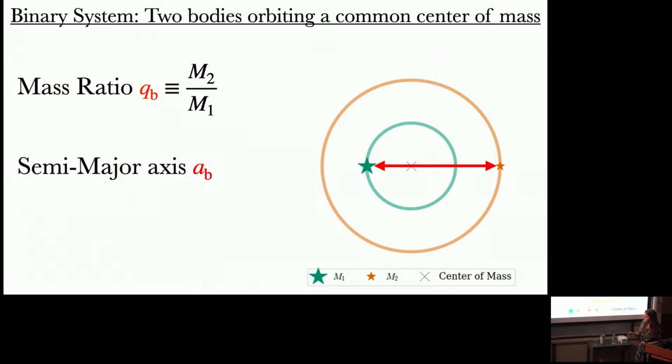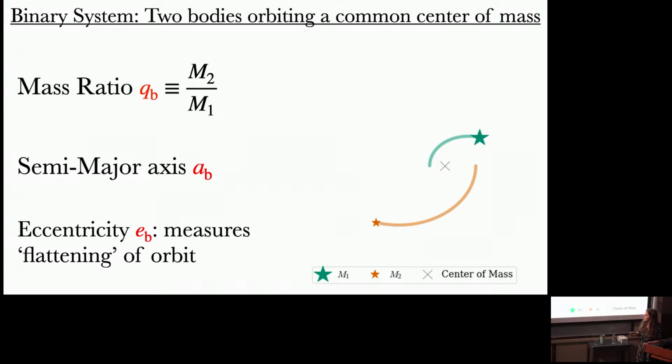Okay, then there's the semi-major axis, which for our purposes we'll use as a proxy for the separation of the two bodies in the binary system. And finally, the eccentricity e_b, which measures sort of the flattening of the orbit. So you can have a perfectly circular orbit, or you can have something that is slightly flattened along some axis, and that is characterized by the eccentricity.